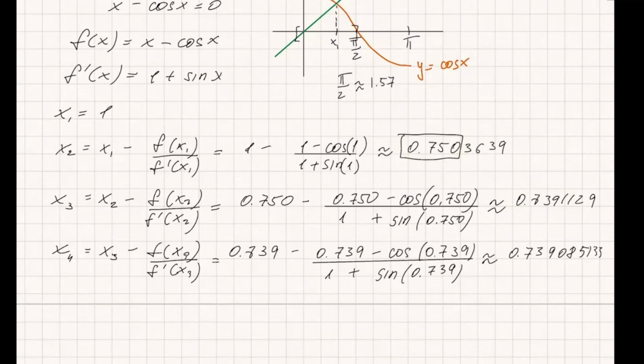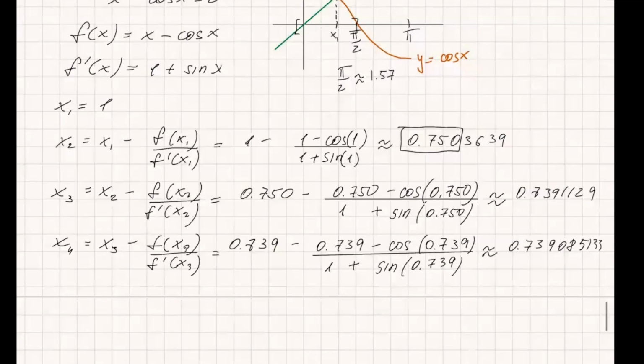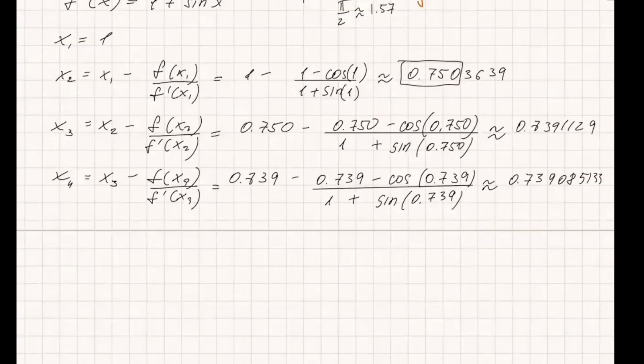0.739085133. I would highly recommend that when you use a calculator, you do not round it like I did here, because that may create a bigger error. Try to keep as many decimal places as possible. Usually 6 would be more than enough. Sometimes it's 4, but for the sake of demonstration, I used 3 decimal places. And this is my next iteration.